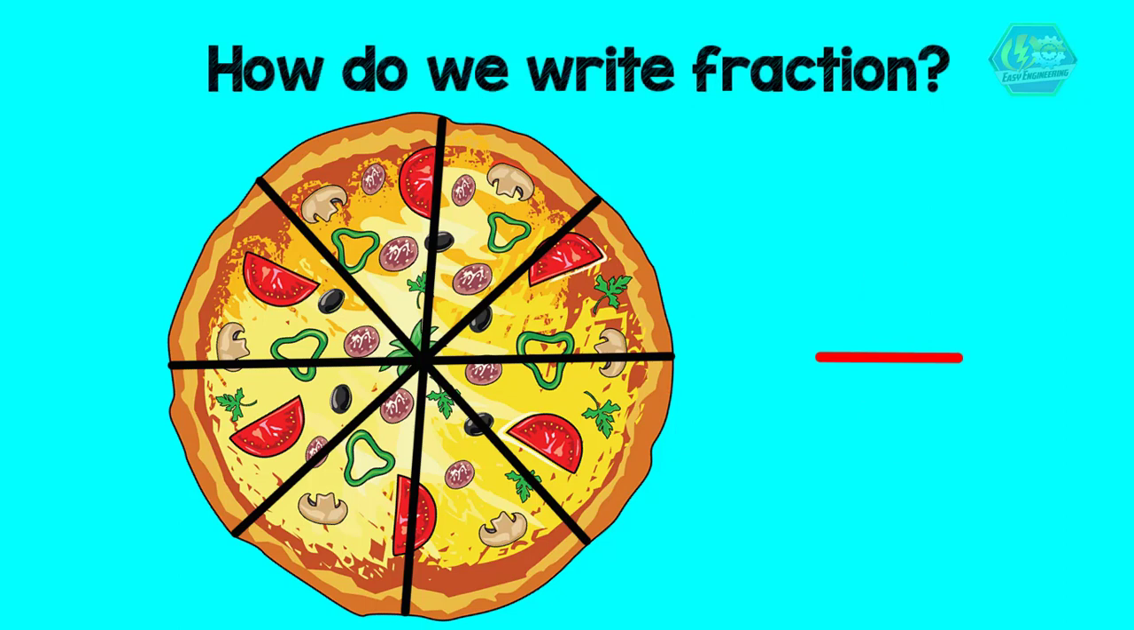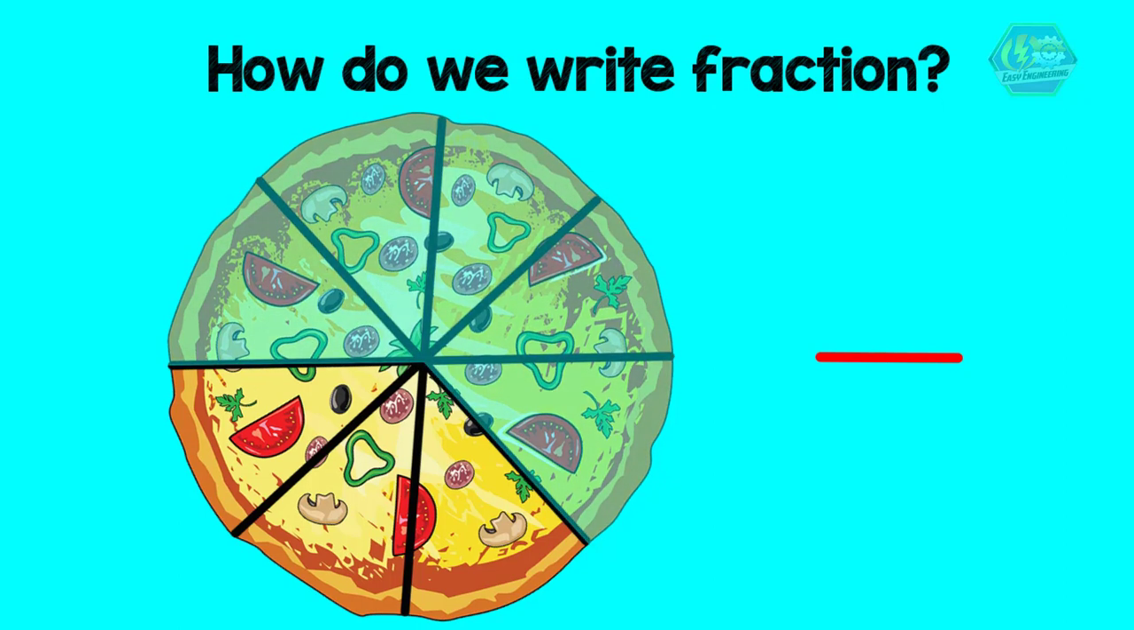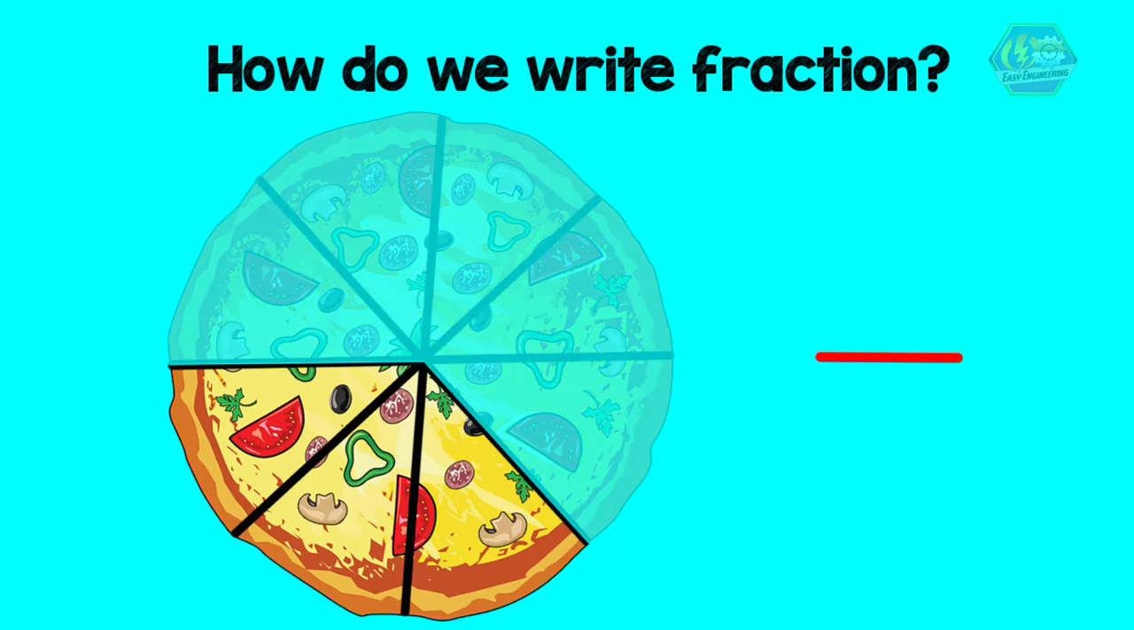Now, what if someone ate 5 slices of pizza? What will happen to the fraction now? Well, the pizza was still divided into 8 parts, therefore the denominator would still be 8. But for the numerator, I only have 3 slices of pizza left. So it means that the numerator will be changed to 3. So I still have 3 over 8 of the pizza. So that is what a fraction is all about.